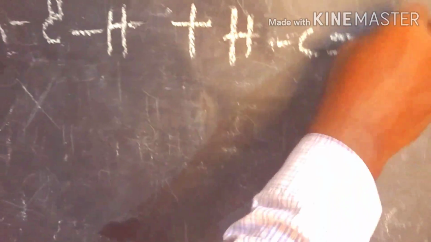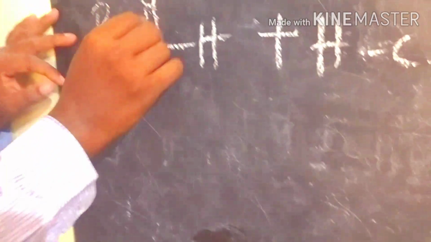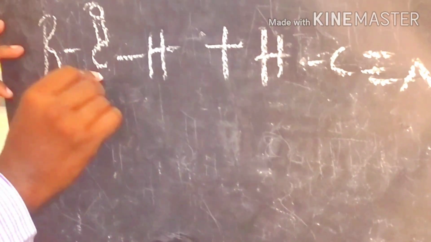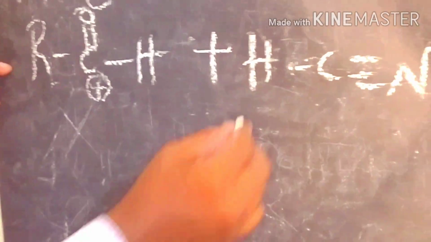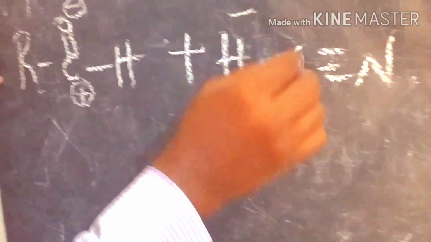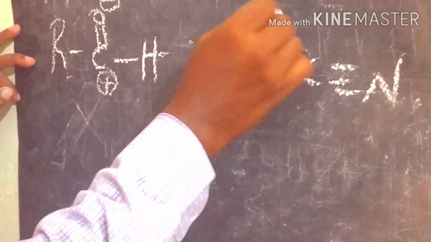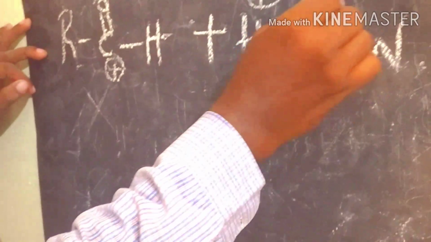So this is the HCN. We know the carbon double bonded to the oxygen, so we break one bond. We are getting carbon having a positive charge and oxygen having a negative charge. Here also, in HCN, the hydrogen has a positive charge and cyanide has a negative charge.